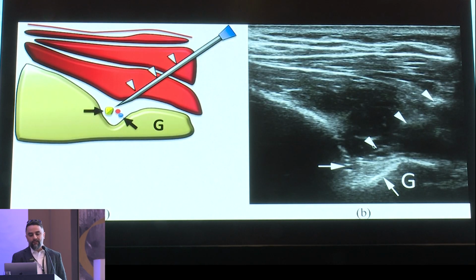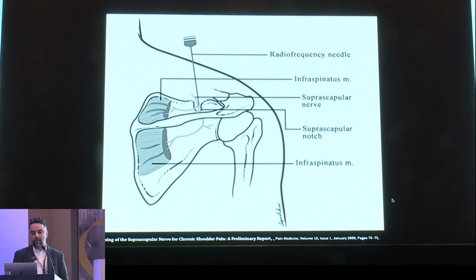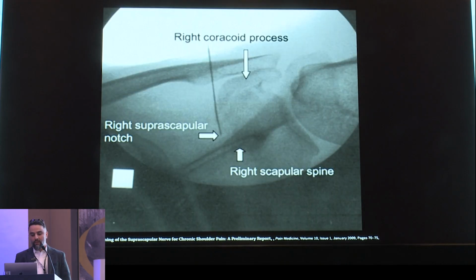So you can go medial to lateral, or you can go out of plane. It's always up to the physician, where he feels more comfortable and can easily avoid the artery, which is here, going lateral to medial. And many physicians have described in the literature going with fluoroscopic guidance, like this picture.